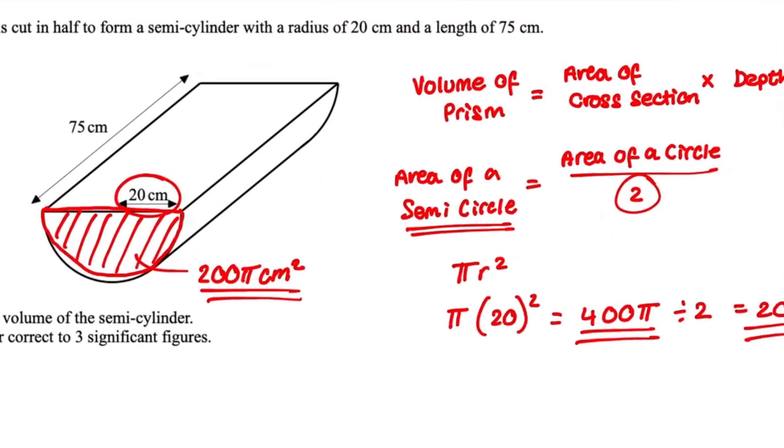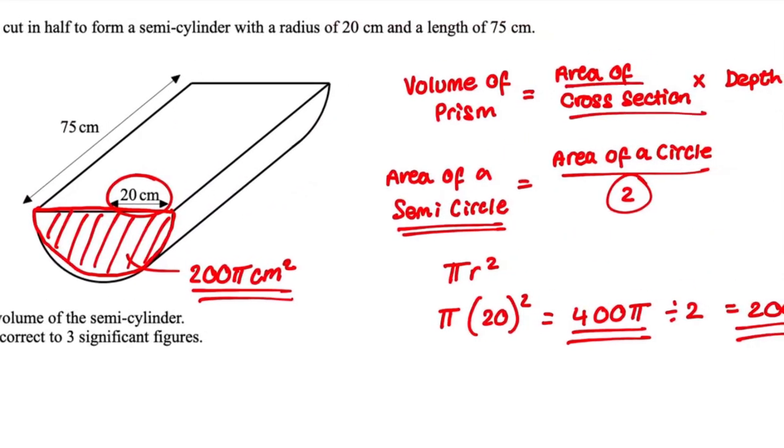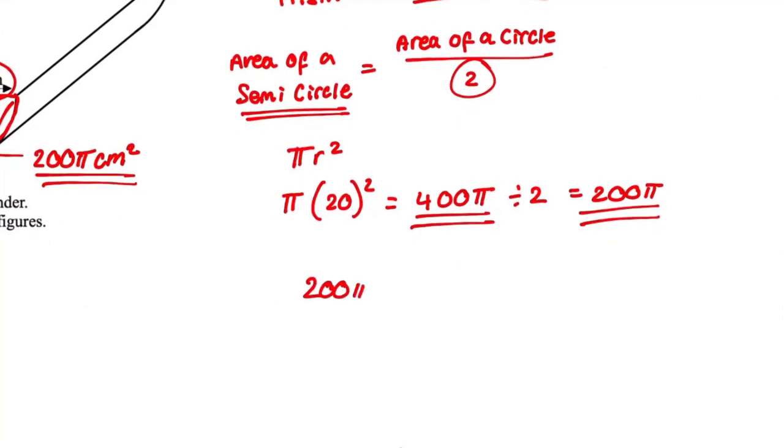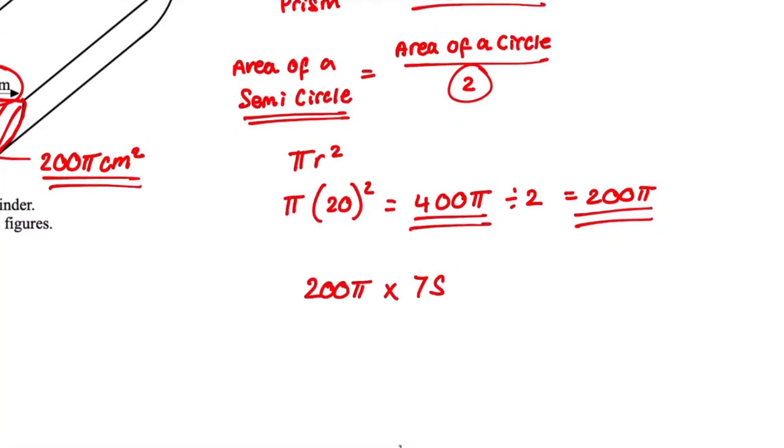Now we know that the area of the cross section, the area of the semicircle, we've just found it, is 200 pi centimeters squared. All we're going to do is multiply it by the depth. The depth is how much through the shape we go, how much it's being stretched. And you can see that it's being stretched by 75 centimeters. So all you're going to do is 200 pi multiplied by 75.